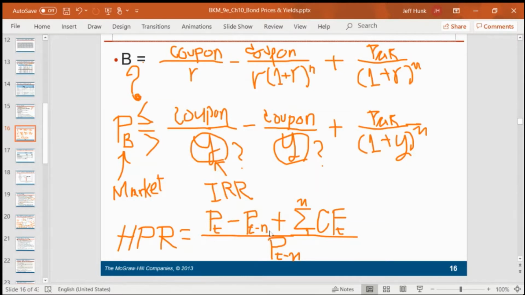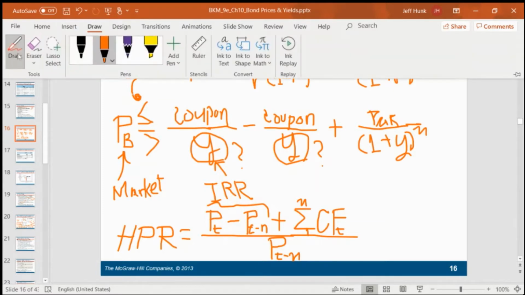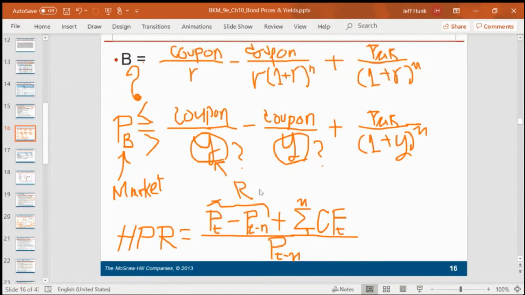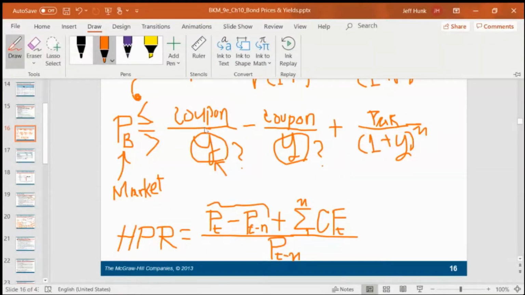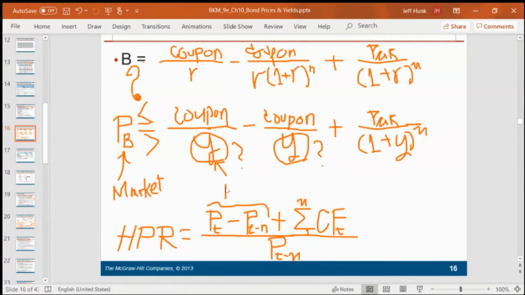So therefore, I'm going to have to erase this. Therefore, this is called capital gains. Okay, capital gains, right? So this is holding period return.